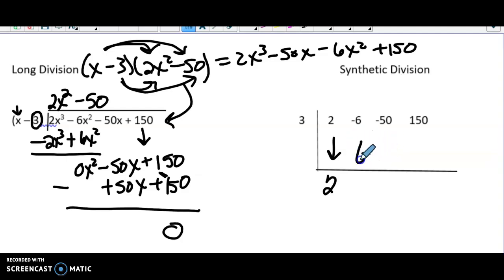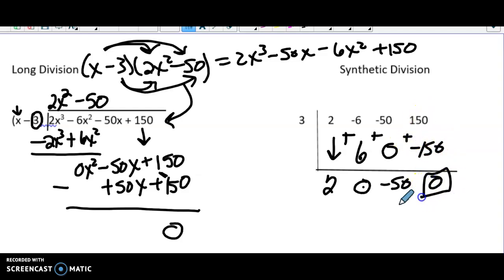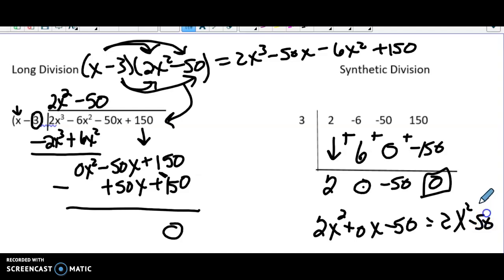So 2 times 3 is 6. I'm going to add negative 6 and 6. I get 0. 0 times 3 is 0. I add negative 50 and 0. I get negative 50. Negative 50 times 3 is negative 150. I add 150 and negative 150. There's my remainder of 0. What I have left here are the coefficients 1 degree less than what I was dividing into. I was dividing into a third degree polynomial. So this is 2x squared, 0x's, minus 50, which of course we just write as 2x squared minus 50. Okay, which is what we got here as well.